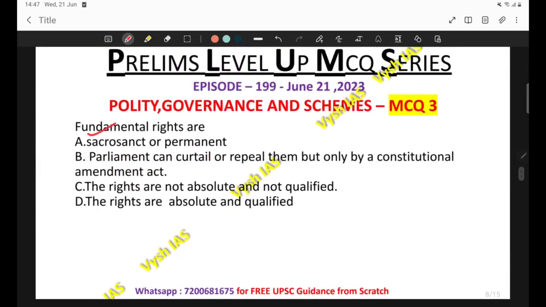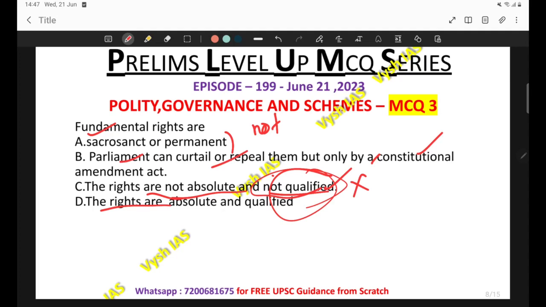Next is: fundamental rights are... you have to choose the correct statement. Sacrosanct or permanent? No, they are not sacrosanct and permanent. Parliament can curtail or repeal them, but only by a constitutional amendment act. Yes, this is the correct statement. Even though this is correct, you will be looking at the third and fourth. Rights are not absolute and not qualified? No, this is not correct. It is not absolute, but they are qualified. It is given 'not qualified', but they are qualified, so this statement is incorrect. The rights are absolute and qualified? No, they are not absolute.